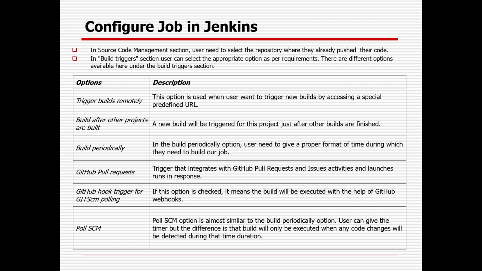And the poll SCM option is almost similar to the build periodically option. The user can give the timer, but the difference is that the build will only be executed when any code change is detected during that time duration. So those are mostly used with the GitHub part. Suppose you already have some project in GitHub and you are just changing some code, after pushing the code to your project branches, automatically, in case you are selecting poll SCM, it will execute that Jenkins job and deliver the outcome details.